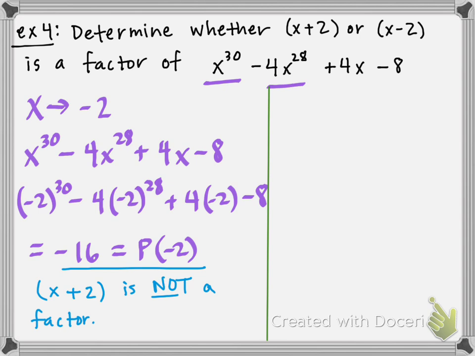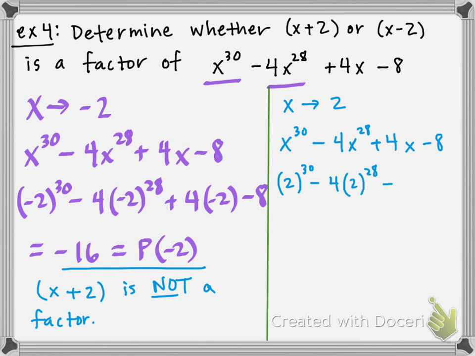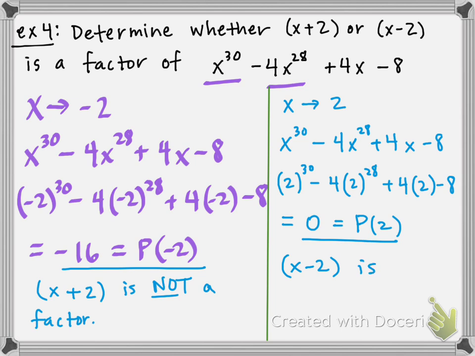Okay, now let's see that with the other one they wanted. Now that's going to be let x equal 2, right? If I let x equal 2, because the factor was x minus 2, let's see what happens here. So now again, go to your calculator and store the value x stored 2. Then type in x to the 30th minus 4x to the 28th plus 4x minus 8. When you do that, again, you're getting 2 to the 30th, minus 4 times 2 to the 28th, plus 2 minus 8. And when you do this, your calculator should produce the answer of 0. That implies that p of 2 has a remainder of 0, which means, right, that x minus 2 is a factor.